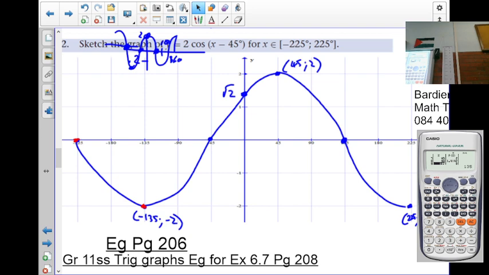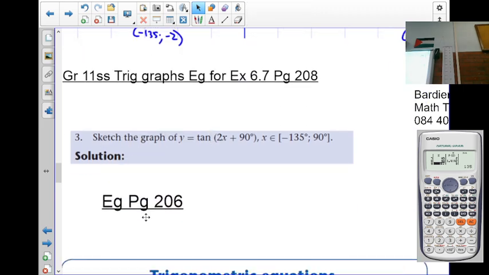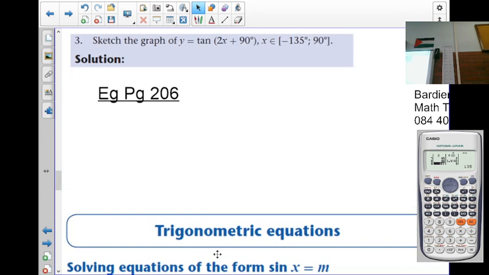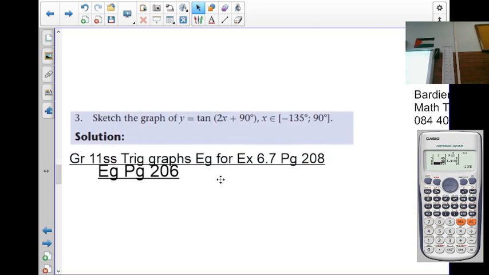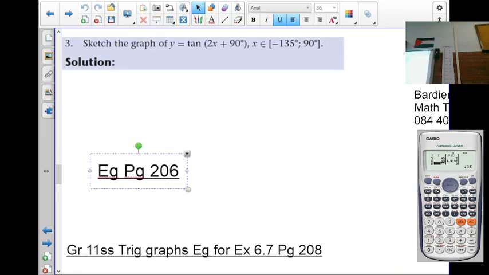No? So I think there's another graph, a tan graph. Yep. Which page are we on now? 208. This example is on page 208.